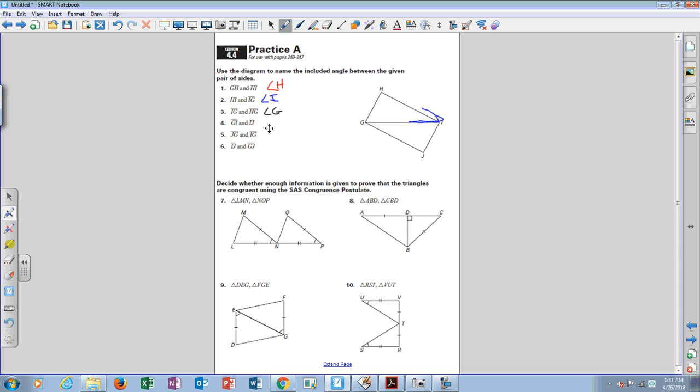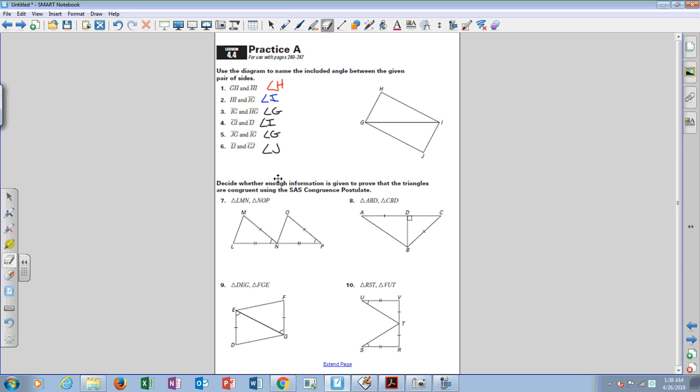This one's GI and IJ, it's angle I. This one's JG and IG, it's angle G. And this one's IJ and GJ, so it's J. It works every single time. Look, IJ, GJ, they come together there. That's the included angle. It's included because it's in between the two of them.